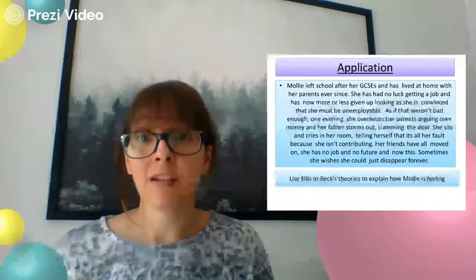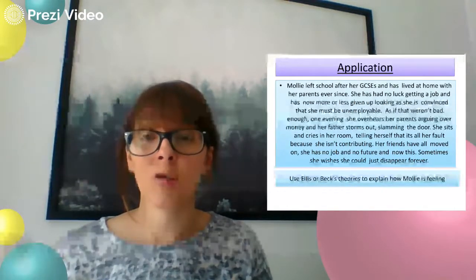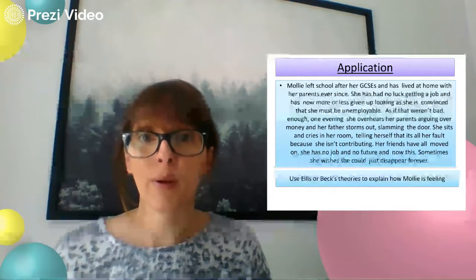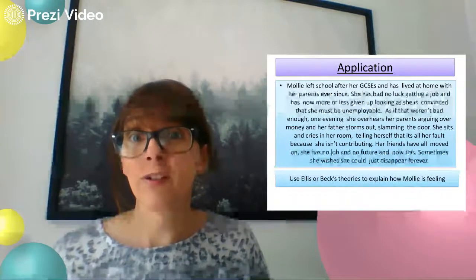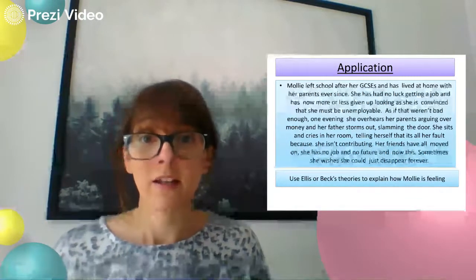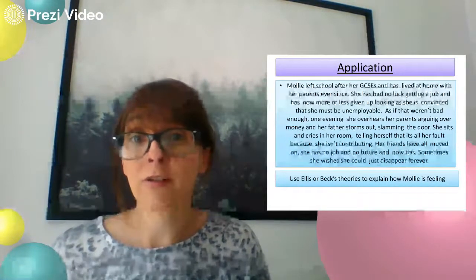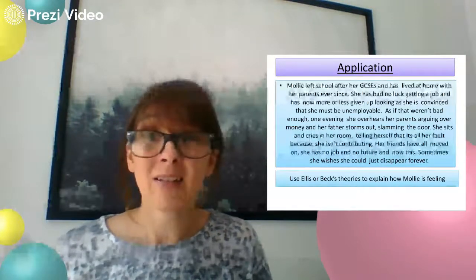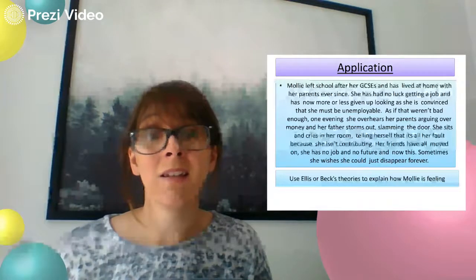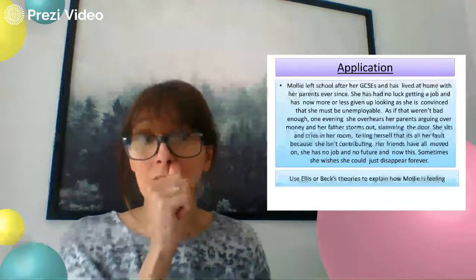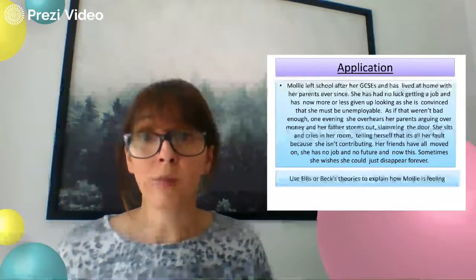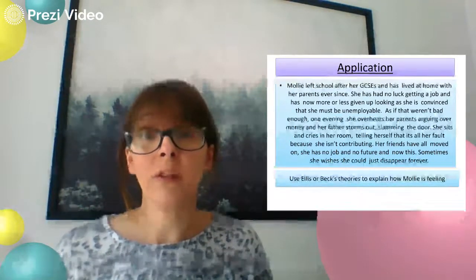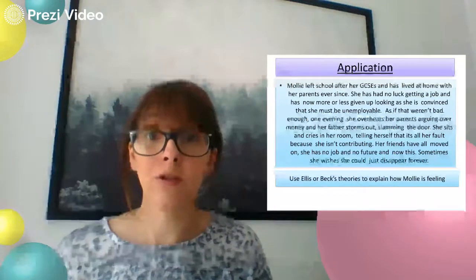The activating event is that she doesn't have a job, or she fails at a job interview. The belief is that she's unemployable, and then the consequence is that she feels hopeless or worthless, that she feels like she can't help and she can't contribute. For Beck's model, you might say the negative view of the self is that she's unemployable, that she can't contribute. Negative view of the future, that she has no future.